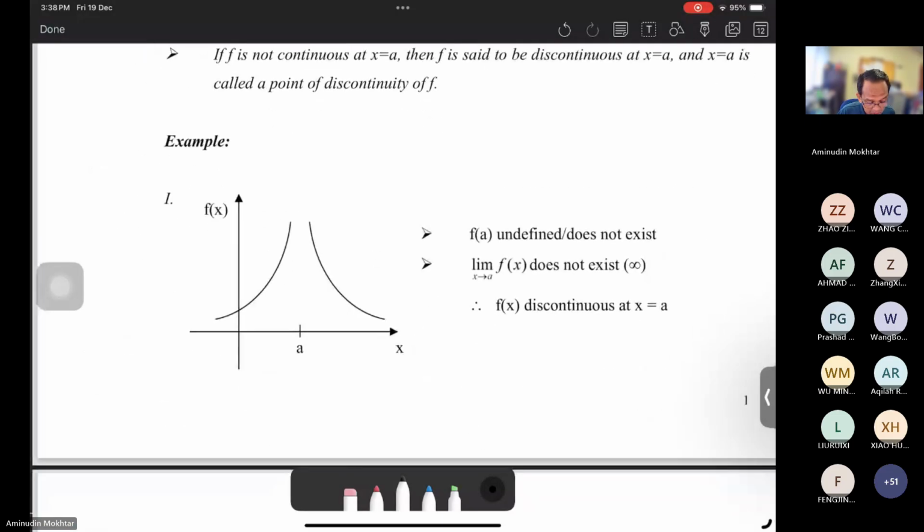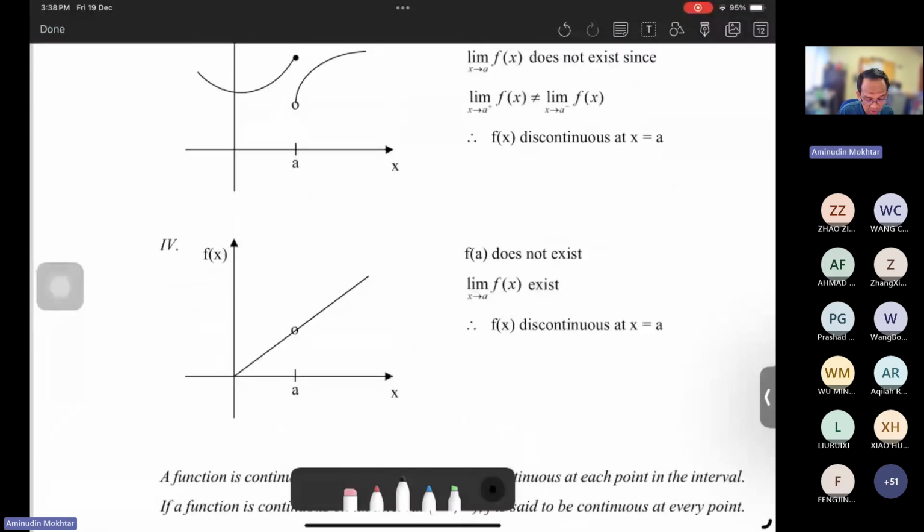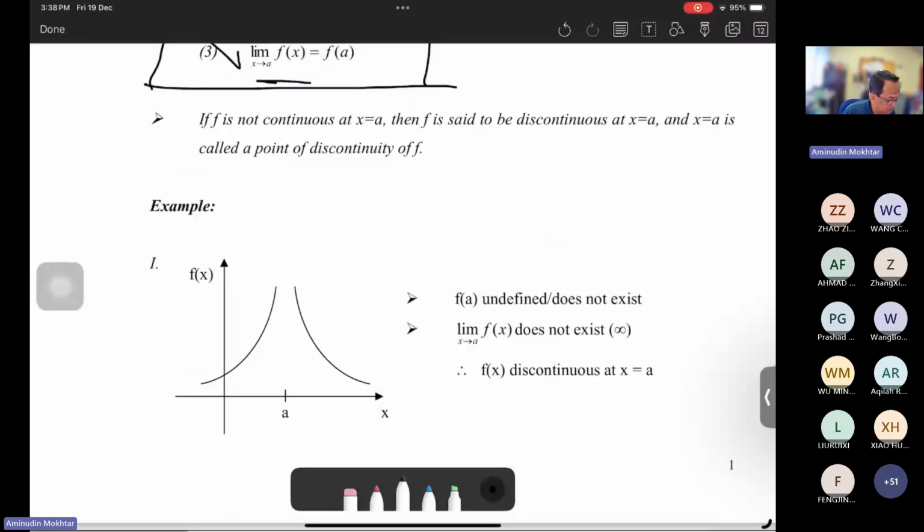Okay, if you refer to this 1, 2, 3, and 4 graph, that's an example of this continuity. For the first one, this function is not continuous because the function is undefined, it does not exist. There is no black hole. And then the limit also does not exist.